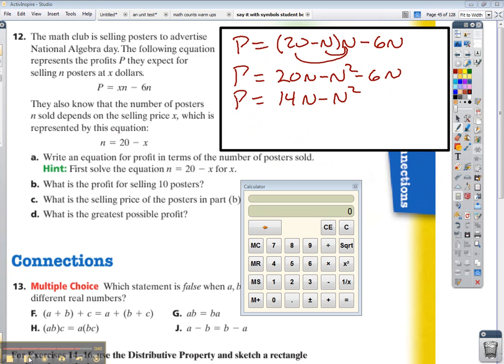All right, so what I've done is I've taken my original equation, I've distributed the N, and I've combined similar terms. Well, if I were to factor this, because remember in a parabola, this is going to occur halfway between the intercepts, so I'm going to factor this. Well, what goes into both of these terms? N. So I have N times 14 minus N. So my intercepts are 0 and 14.